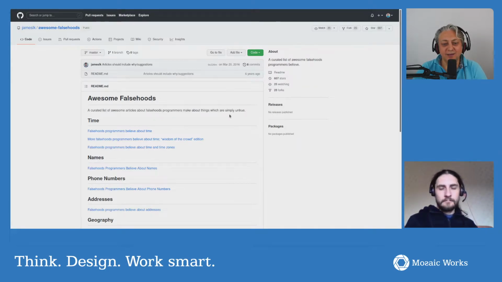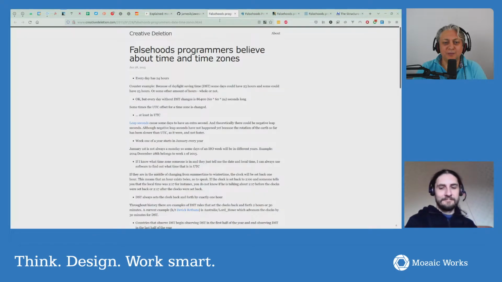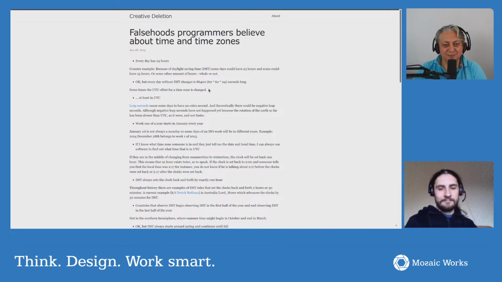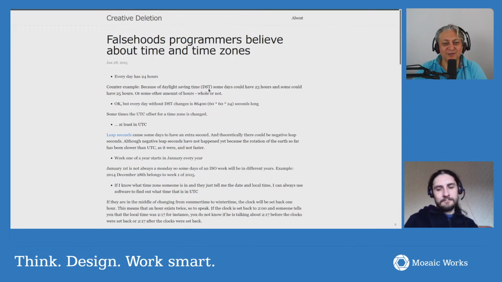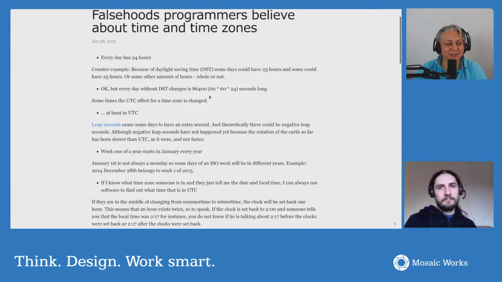And we've already talked on this channel about time and date, but we can still go a bit. I won't go into all these articles because they are quite long. I invite you to read them because they are very, very interesting. But there are a few things that might be interesting. So, falsehoods programmers believe about time and time zones.